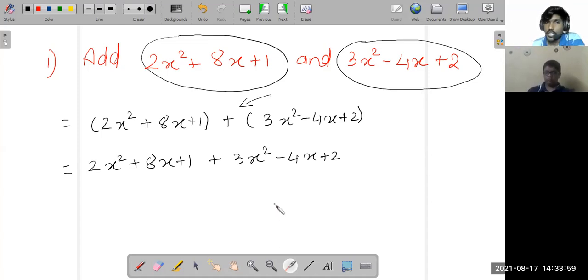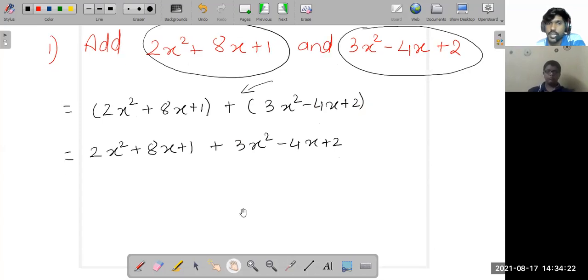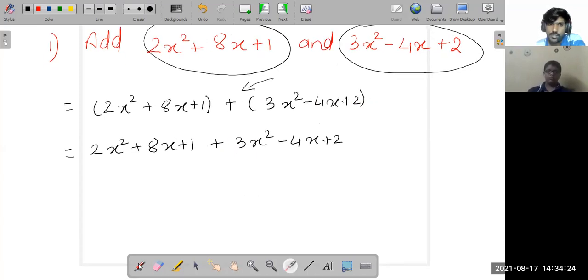Okay. So if you would have had a negative sign here, and then you open the bracket, all the signs of the terms on this side will change. I will show you that when we do the subtraction sum. But when you're doing addition, nothing changes, it remains the same.